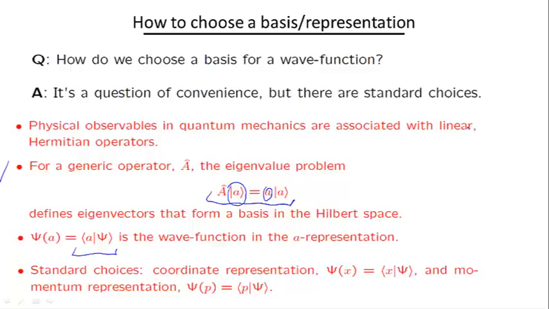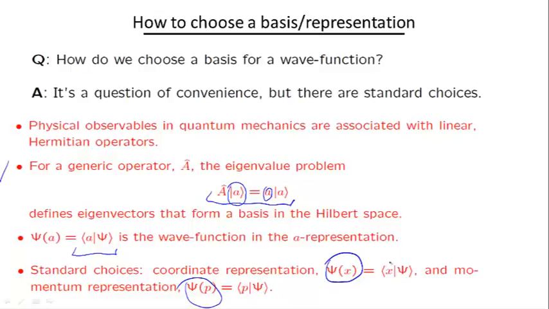But a natural way to choose a basis is to use operators that are relevant to our problem, such as, for instance, the coordinate operator, as here in one-dimensional quantum mechanics, or the momentum operator. And the corresponding matrix elements, psi of x or psi of p, are called the coordinate representation and the momentum representation correspondingly. For example, psi of x or psi of r, we have already seen many times in our lectures.